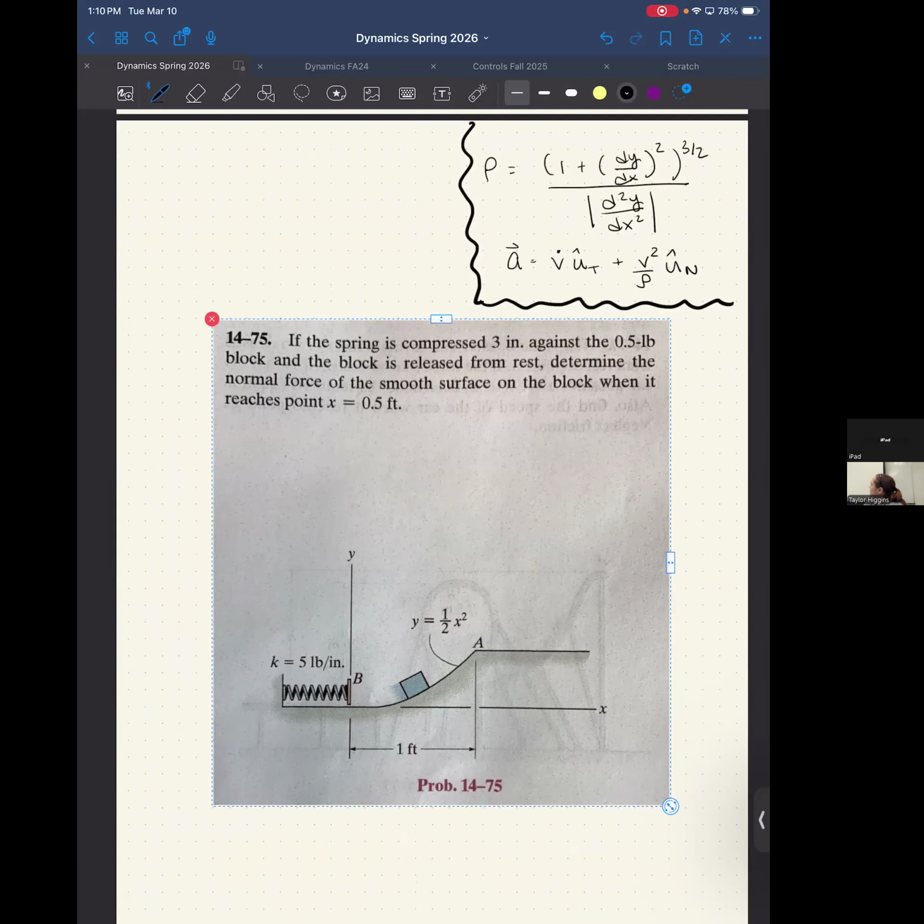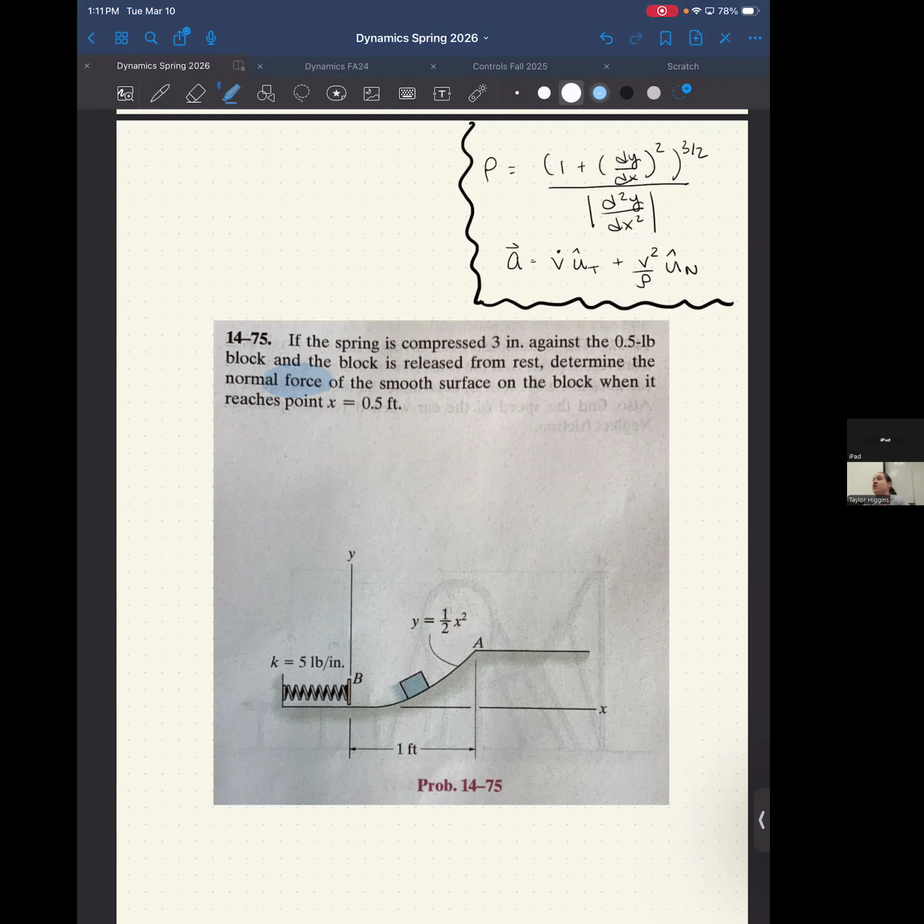If the spring is compressed 3 inches against the half-pound block, and then the block is released from rest, determine the normal force of the smooth surface on the block when it reaches the point where x equals 0.5 feet. Okay, so there's a very key difference between this problem and the previous problem. And it has to do with what it's asking you for. Here they're asking you to find a force.